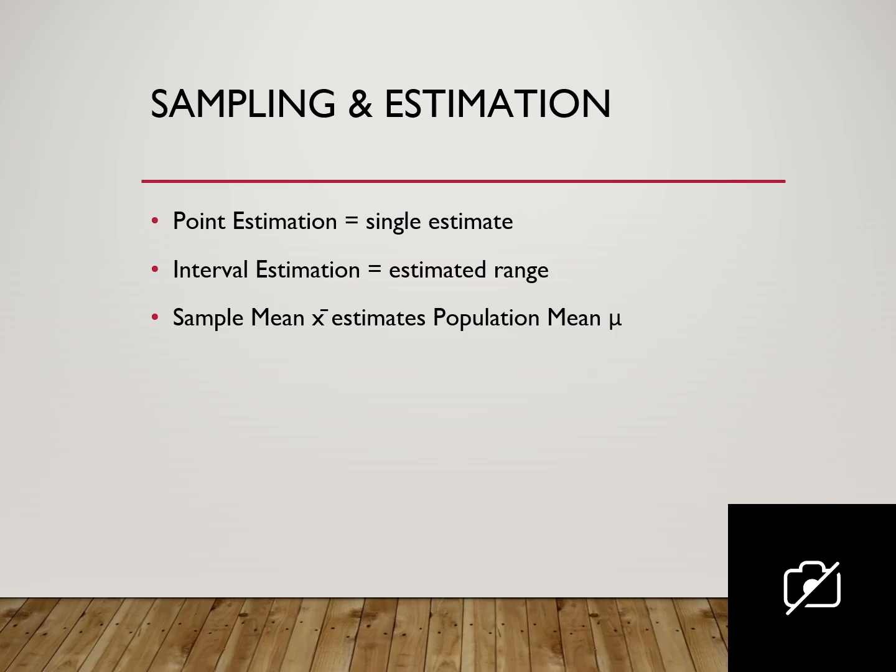After selecting a sample, the next step is estimation. Estimation means using sample information to predict population characteristics. There are two major types. Point estimation provides a single value estimate. For example, the sample mean is used to estimate the population mean. Interval estimation provides a range of values within which the parameter is likely to lie. Usually, the sample mean is represented by x bar and is used to estimate the population mean represented by mu.